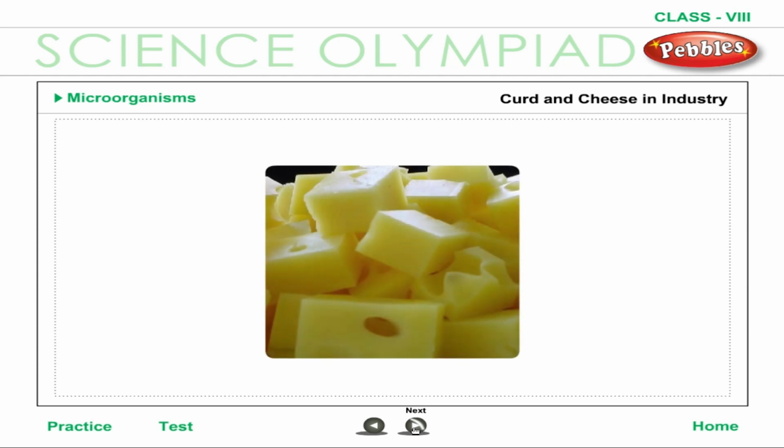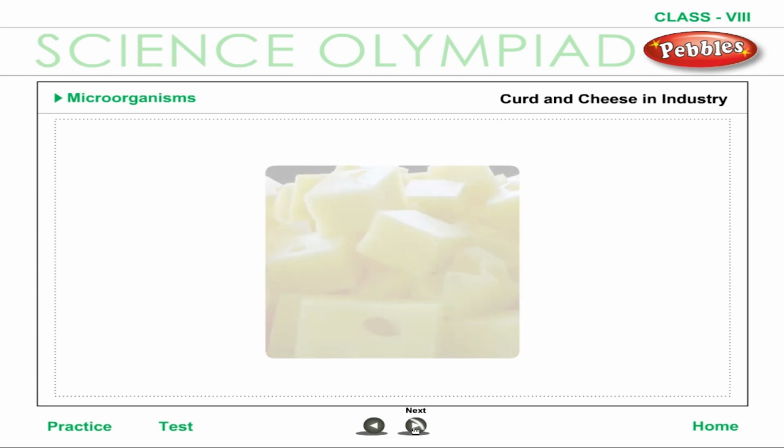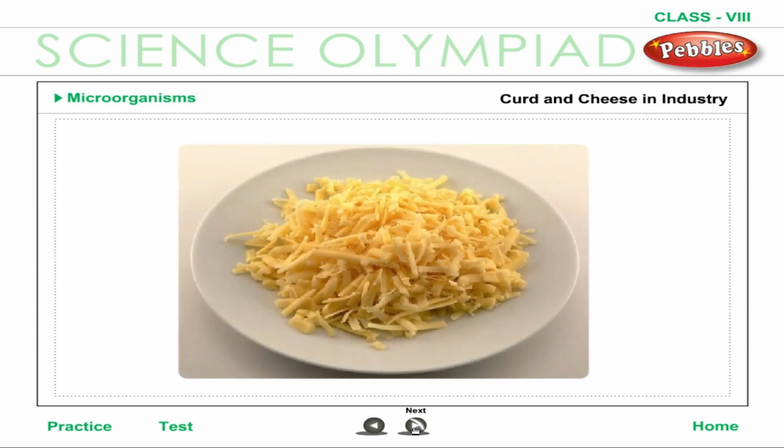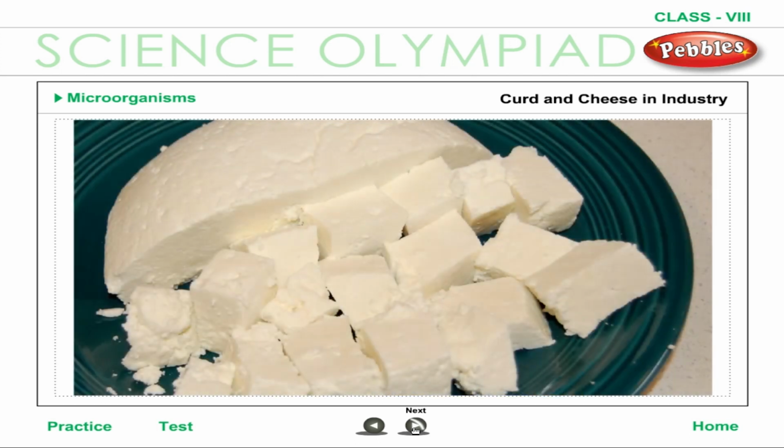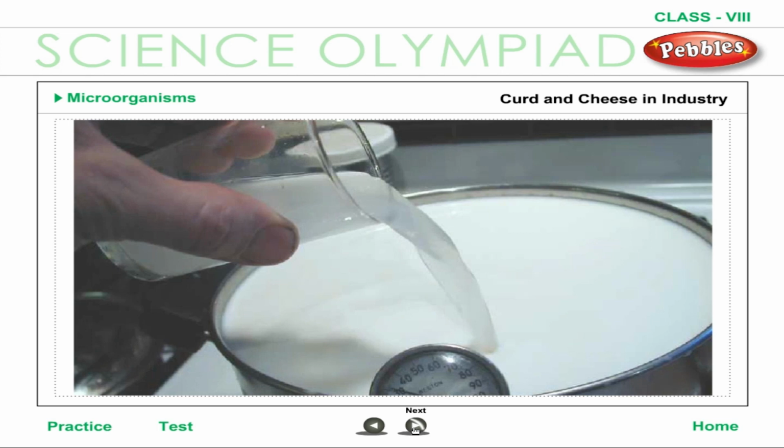Curd and cheese in industry. Curdling of milk is an important process in the preparation of a variety of dairy products such as cheese and paneer. To increase productivity, curd and cheese manufacturers add a starter culture of bacteria, lactobacilli or streptococci, and a substance called rennet obtained from the stomach lining of young cattle to induce lactic acid formation.